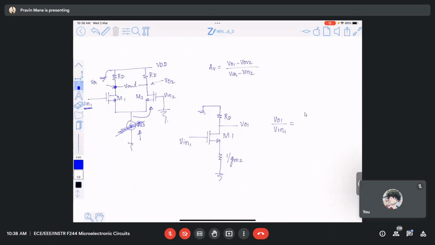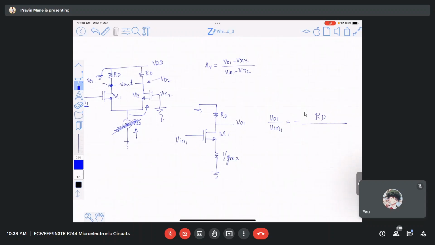Okay, so what is the gain in this case? Sir, RD upon 1 by GM1 plus 1 by GM2. The gain is minus, so I will write a minus sign because it is a common source configuration. What is the resistance connected at the drain terminal? RD, divided by the resistance seen through the source terminal. So you open it here and look from here. What is it? 1 by GM1 plus 1 by GM2.